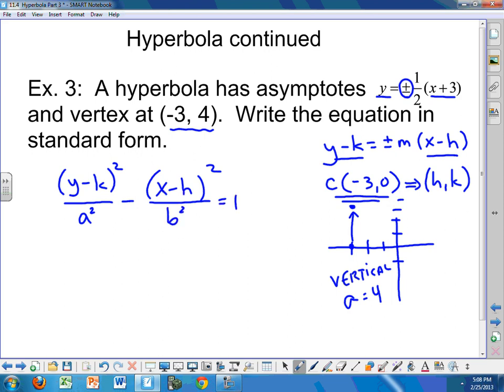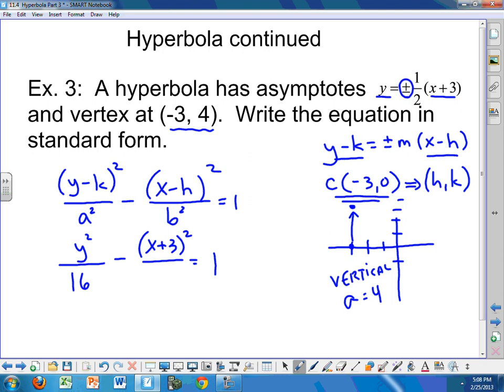So in this problem, we've been given several items. It looks like we really only need to solve for the b value. Let's plug the things in that we know. We know that this is going to be y minus 0, or just y squared. We know the a is 4, so that's a 16, minus, in this case, x plus 3 squared over the b squared. I'll leave that blank for just a minute, and we'll fill that in at the end.